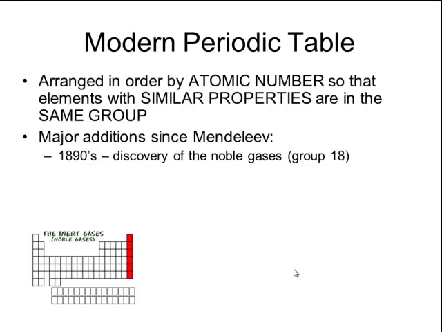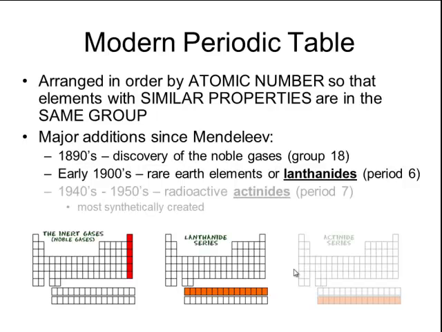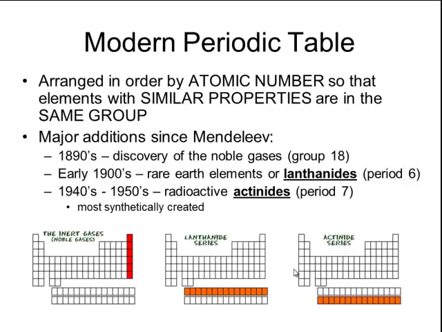There have been some major additions since Mendeleev made his first periodic table. In the 1890s, the noble gases were discovered, and so on the modern periodic table, they are listed as group 18. In the early 1900s came the discovery of the rare earth elements, also called the lanthanides, and those are placed as period 6 on our modern periodic table. And then in the 1940s and 1950s, there was a lot of research being done with radioactivity. They were able to synthetically create many new radioactive elements that are part of the actinide series, and that is period 7 on the periodic table.